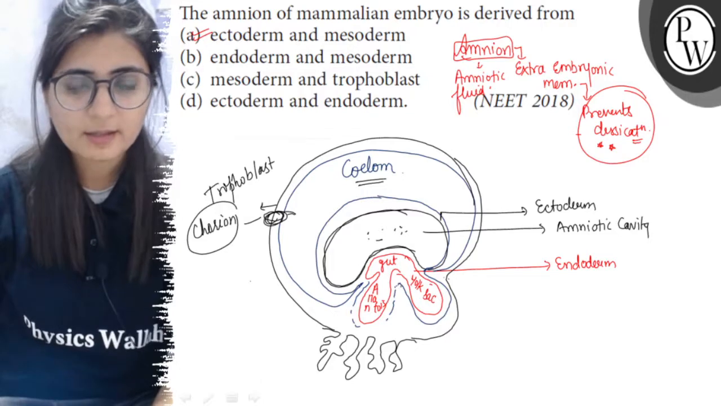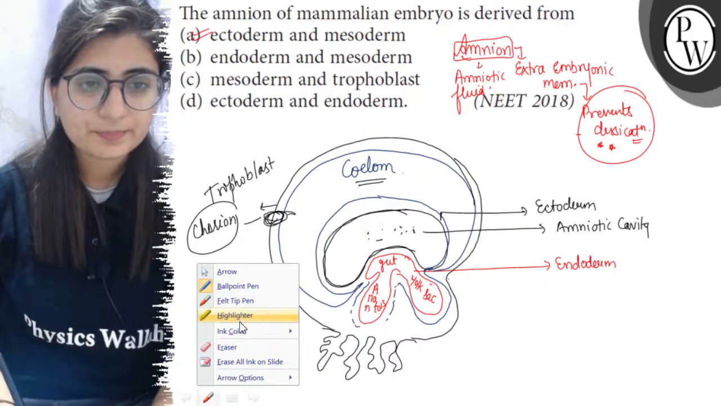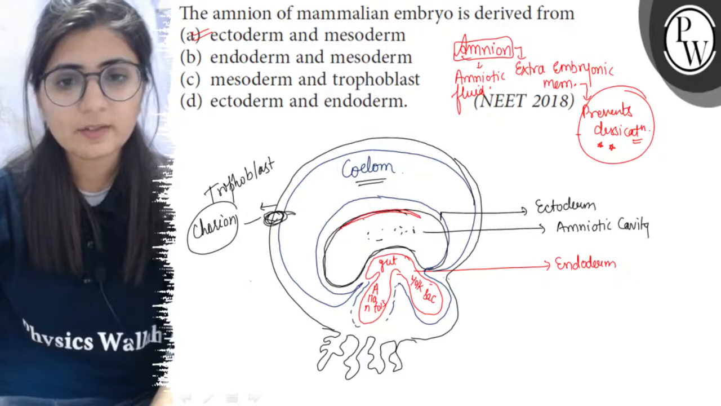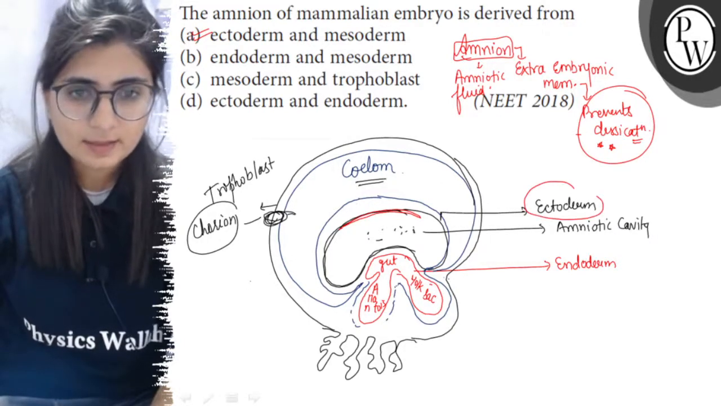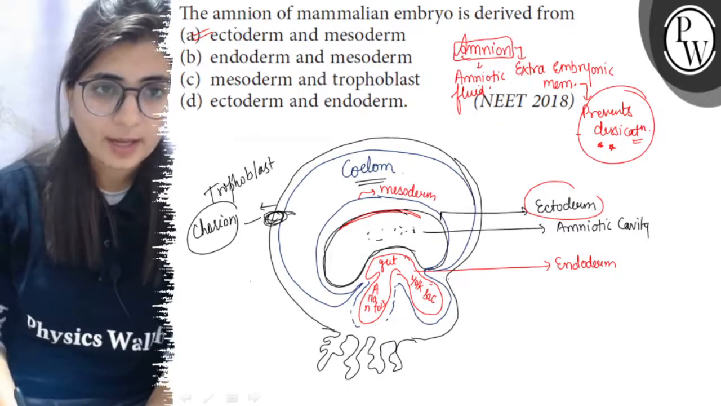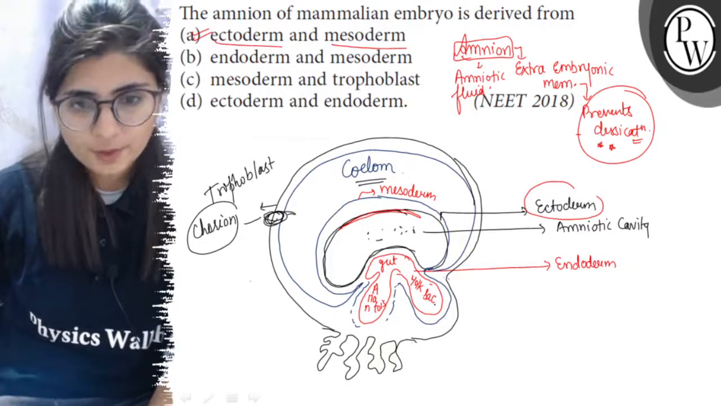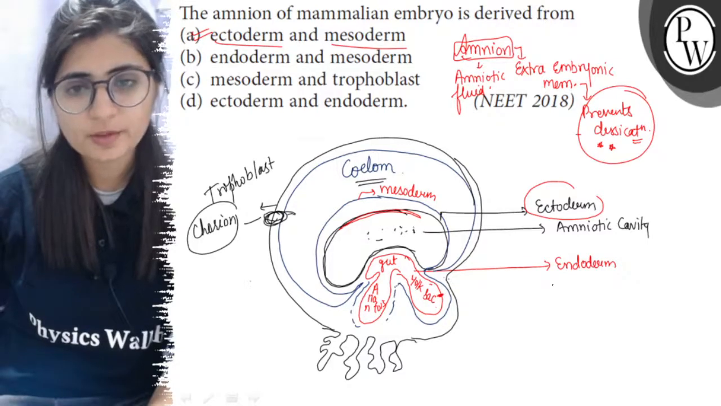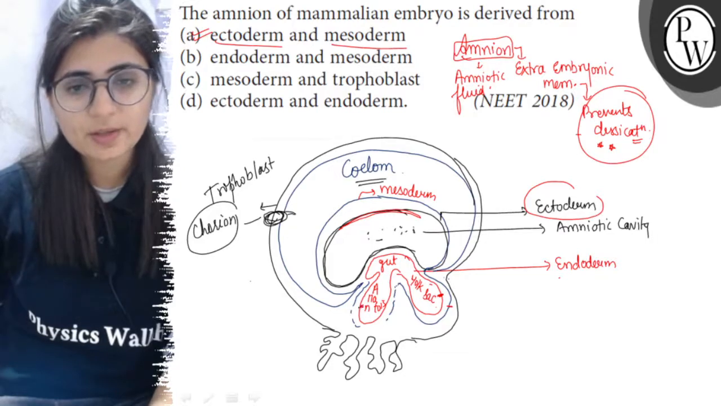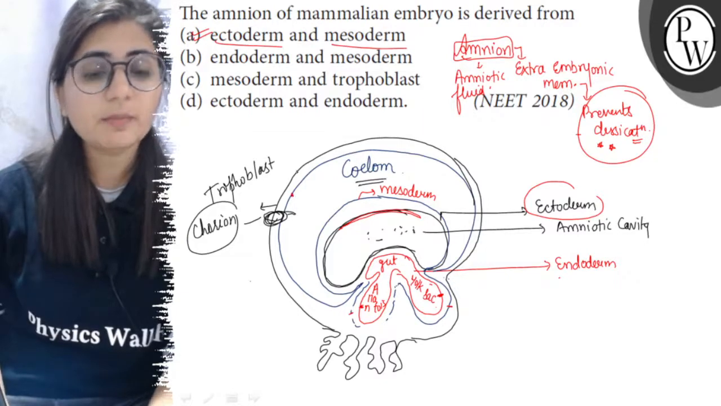Now we can see here that this one is the amnion. Now this amnion is lined with which of the layers? On the inner side it is lined with the ectoderm and this is the mesoderm. So the amnion is lined with ectoderm and mesoderm, while yolk sac is lined with endoderm. This red one is endoderm, and then it has mesoderm, while allantois is also lined with endoderm and mesoderm, while the chorion is lined with mesoderm and trophoblast.